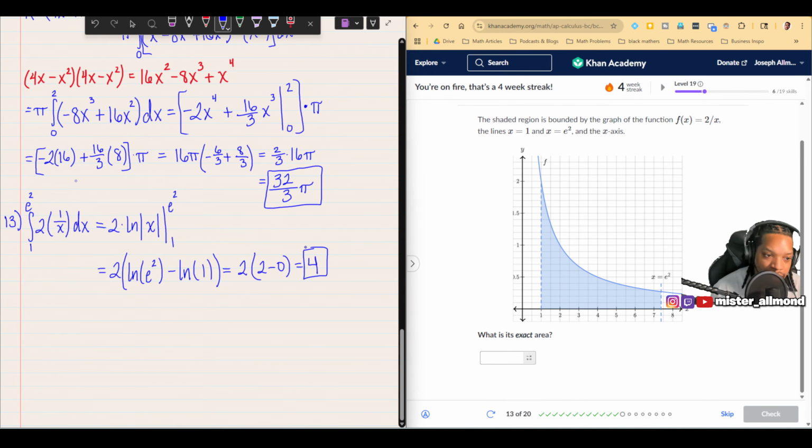All right, let's see. Ln of e squared. E to the what equals e squared? 2. e squared. Yeah. All right, I'm getting 4. Hopefully it's 4. If it's not, I'm about to cry. Let's go.